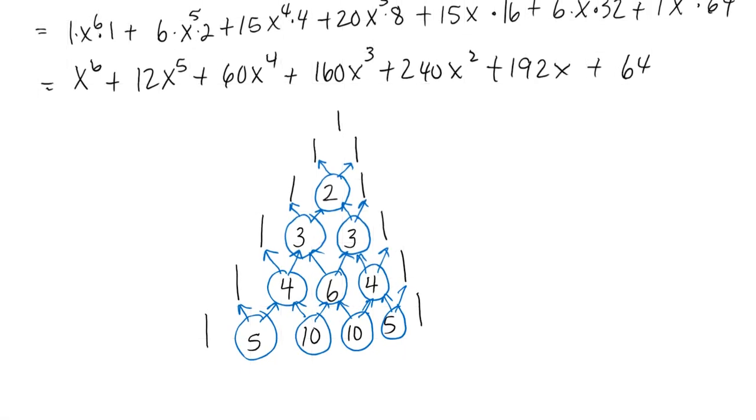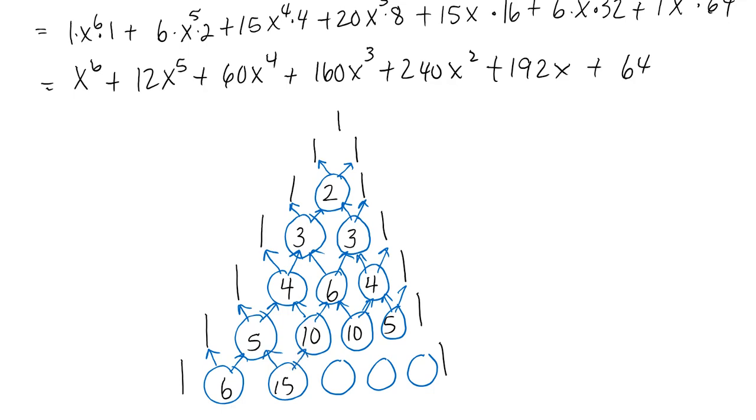Now one more row to go, 1 on the edge, and we're going to have now 5 numbers in between. And this number comes from 1 and 5, that makes 6. 5 and 10 is 15. 10 and 10 make 20. 5 and 10 make 15. And 5 and 1 make 6.